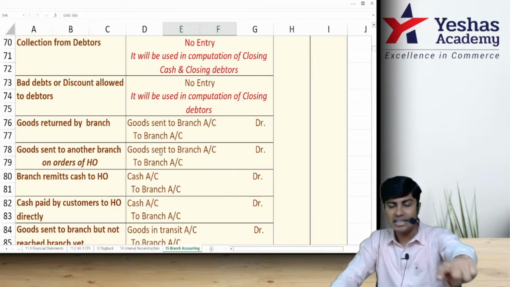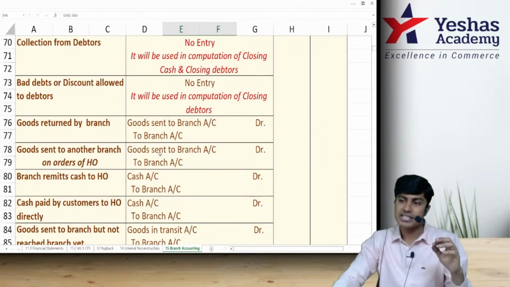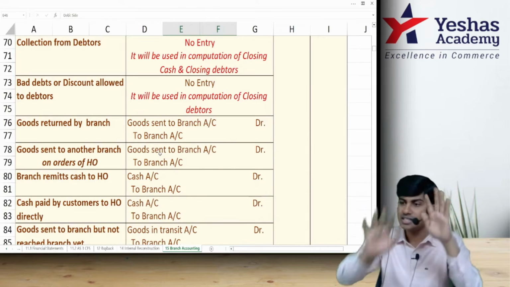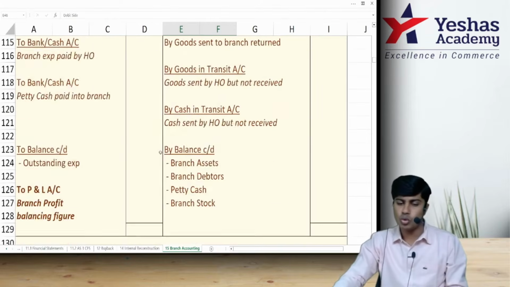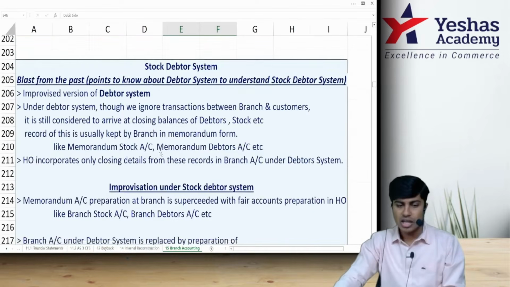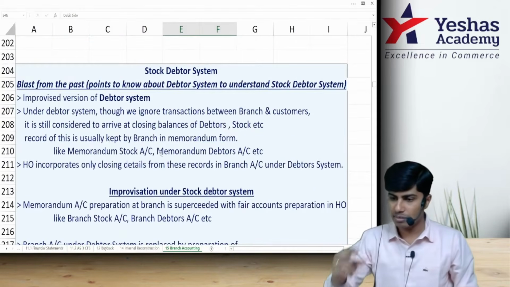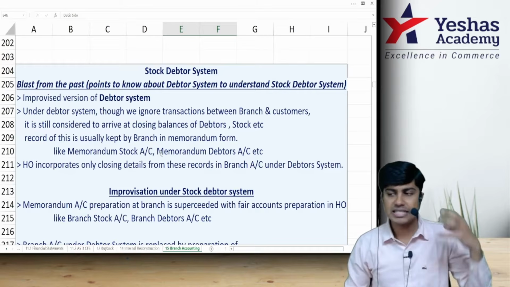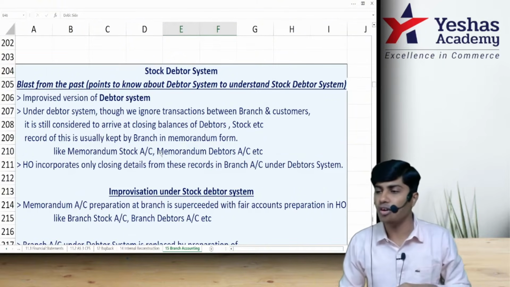What will I do? I'll teach you the stock debtor system, and we'll see the debtors and stock debtor system journal entries simultaneously. Flip to stock debtor system. Under the stock debtor system, we treat the branch as a debtor, but there is a small upgrade. This method is an improvised version of the debtors method.